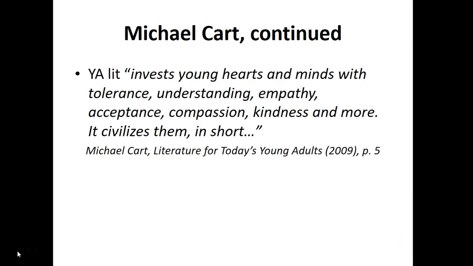More Michael Cart, and this is a large part of what I feel is my purpose. YA lit invests young hearts and minds with tolerance, understanding, empathy, acceptance, compassion, kindness, and more. It civilizes them, in short. I'm not sure that's completely possible. However, developing empathy in young people, in everyone, I think is crucial to our survival as a society. How'd you like that soapbox?